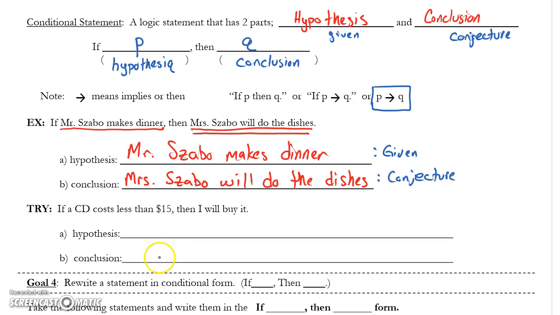Go ahead and try this second one. Press pause, write the hypothesis, write the conclusion. Unpause to check your answer. So the hypothesis is that a CD costs less than $15. The conclusion is that I will buy it.